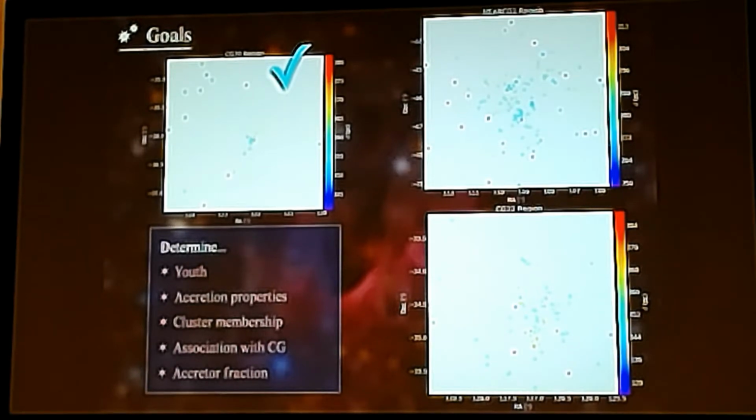Okay, so once again, the goals as we study these: we want to figure out, are these clusters young? Are they accreting, right? Are these stars associated with each other? Are they associated with a cometary globule? And then, if we find that yes, these probably are associated, we want to calculate the accretor fraction and see how that compares to other star-forming regions, such as Taurus or Rho Ophiuchi.